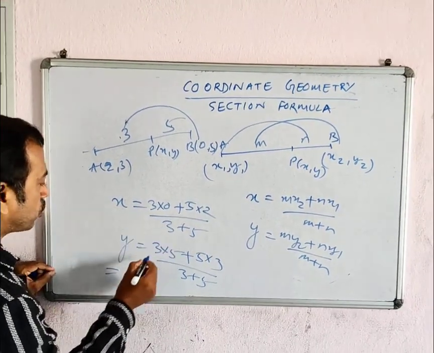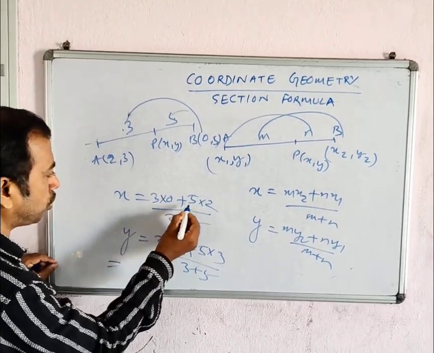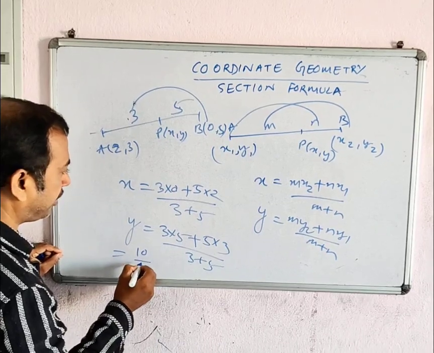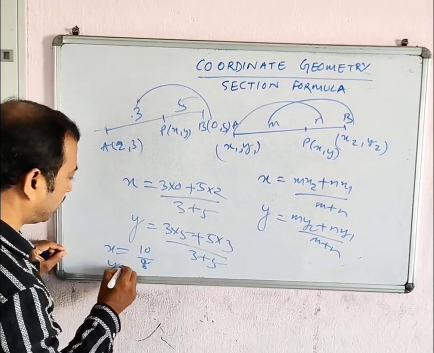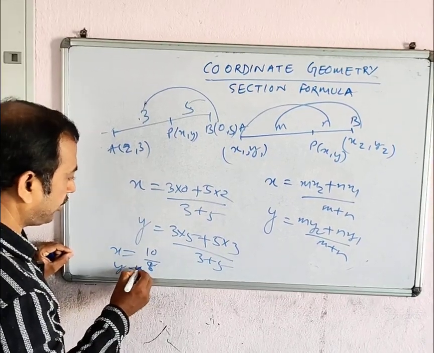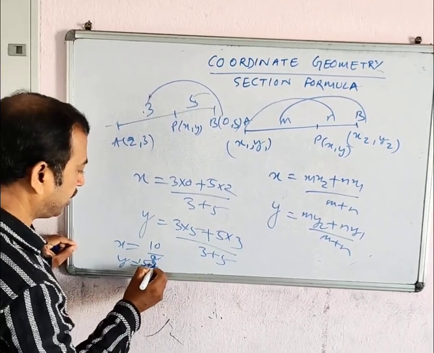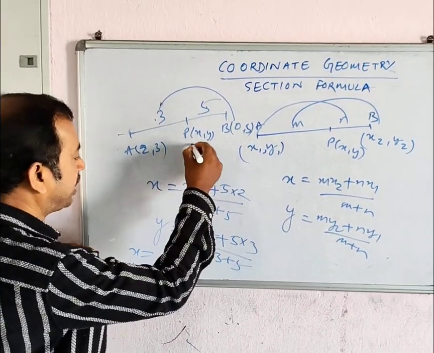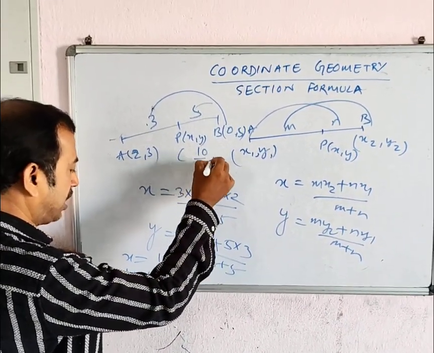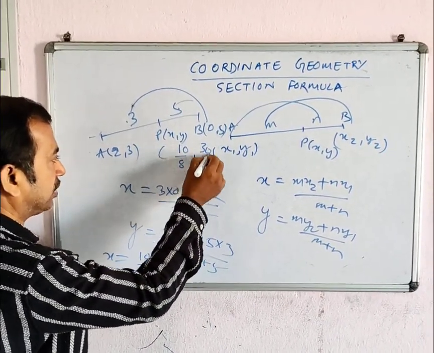So x coordinate is what? 3 into 0, 0 plus 10, 10 by 8, and y coordinate is what? 15 plus 15, 30 by 8. So x coordinate is 10 by 8 and y coordinate is 30 by 8. Got it?